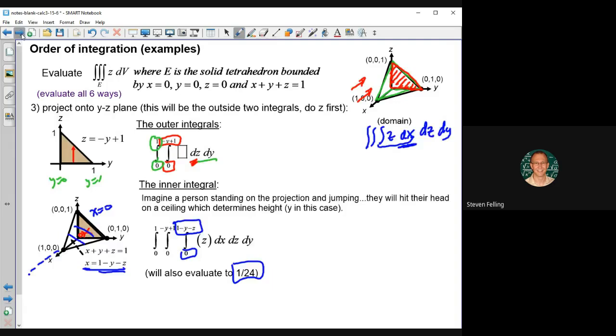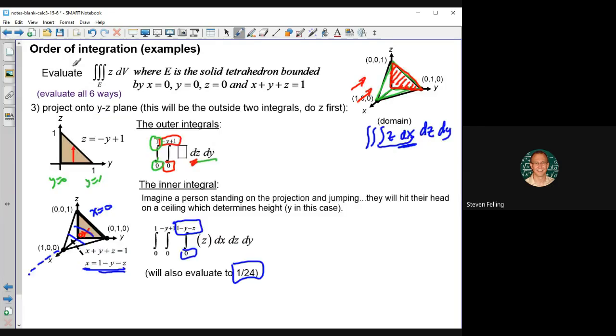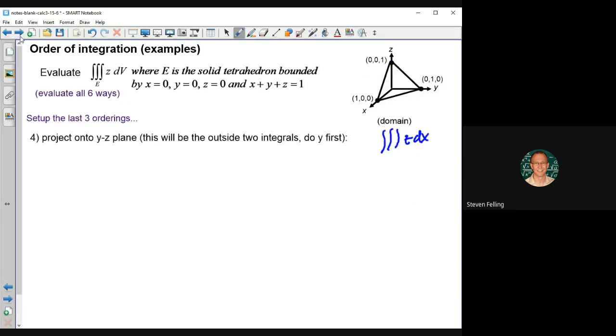The fourth projection would have x on the inside, and we would use yz, but instead of going in the order z then y, we would go in the order y then z. So let's do at least the setup part of that, just so we can see.